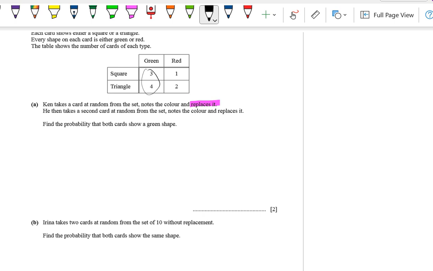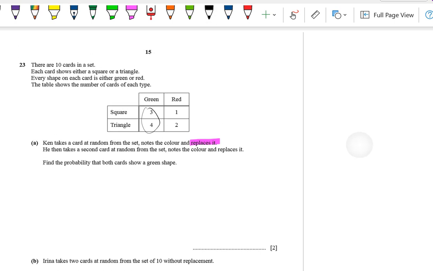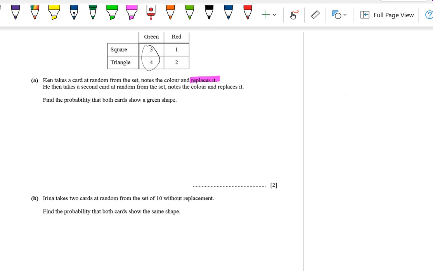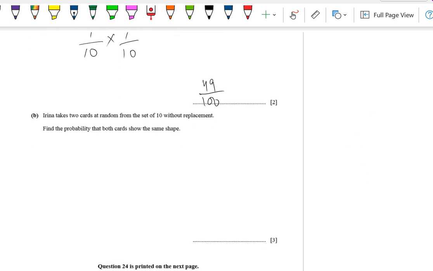So the total green is 7. Total cards are 10. So first card is 7 over 10, as he is replacing it back, so no change in the total. So the probability for getting the second card will also be 7 by 10. 49 over 100 would be the probability, or 0.49.